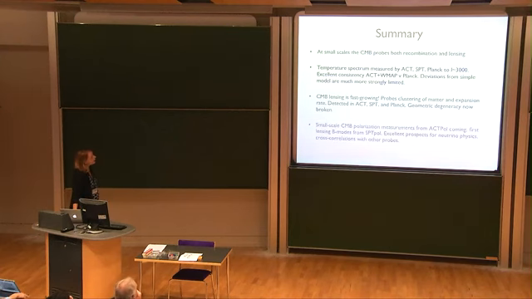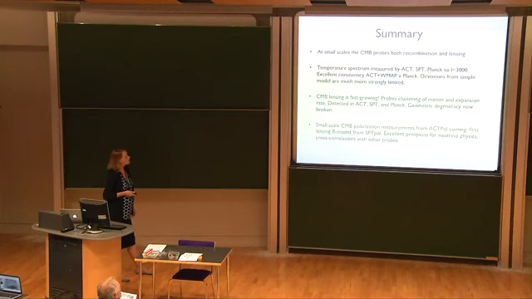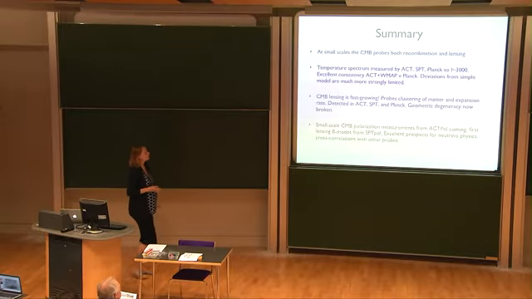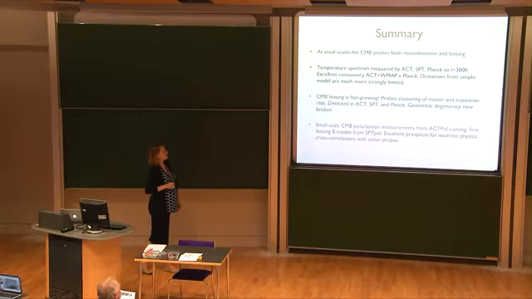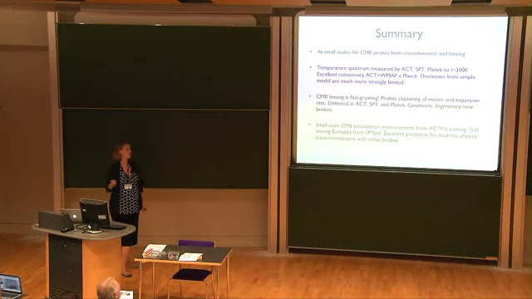Okay, just to summarize, at small scales, the CMB is probing both recombination and CMB lensing. The temperature spectrum has now been measured by ACT, SPT, and Planck to l of 3000. I've shown that there's excellent consistency between the spectrum and the results we've got from ACT and WMAP versus from Planck. CMB lensing really is fast growing. And it's a field that you're going to see many, many more results from in the next few years.